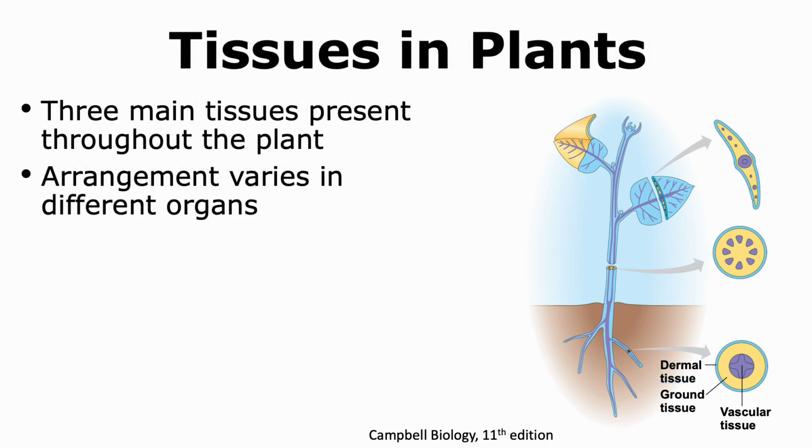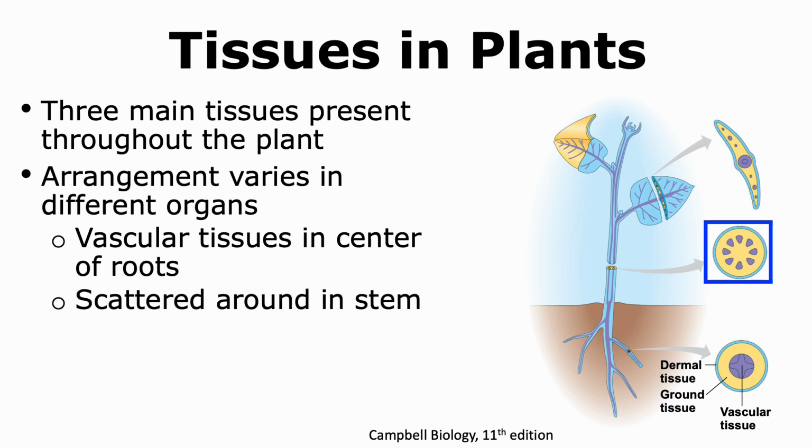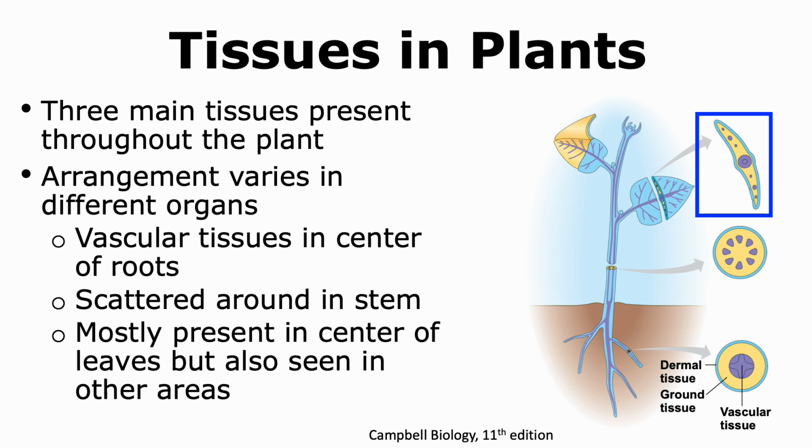The arrangement of the three different tissues can vary in different organs. While the dermal tissue is always present in the outer part of every organ, the vascular tissues are normally present in the center of roots, but they can be scattered around in the stem. In the leaves, they are mostly present in the center but can also be seen in other areas. The ground tissue is always going to be there between the dermal tissue and the vascular tissue.